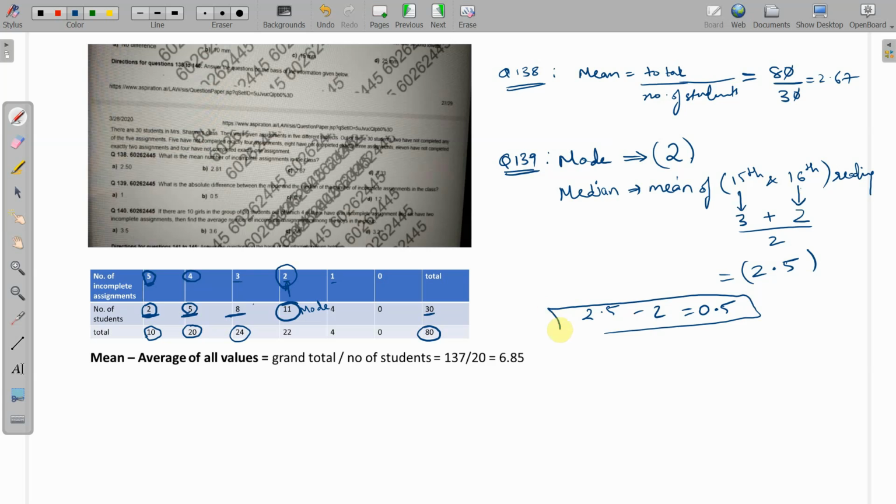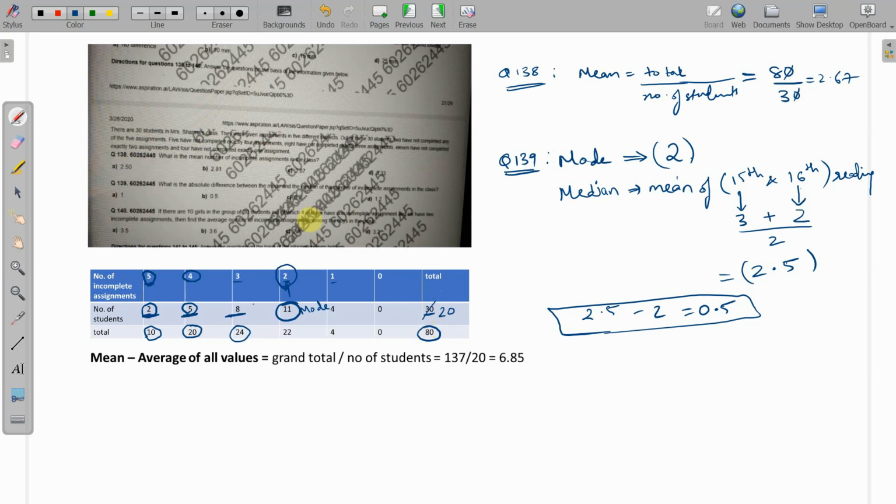Okay. Now in the 140th question, dear students, they've asked you that there are 10 girls in the group, of which 4 of them have 1 incomplete assignment, and 6 of them have 2 incomplete assignments. Then find the average number of incomplete assignments among the boys in the group. So the numbers would change slightly. Out of these 30, now 10 are going to become girls, so the number of boys would become 20.